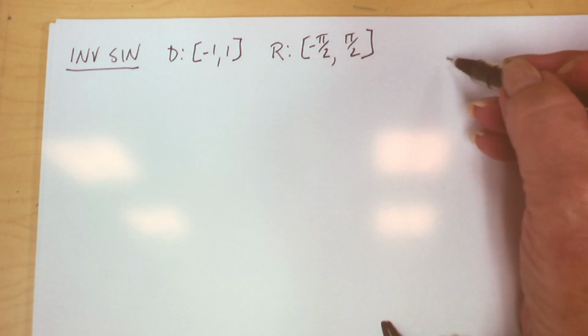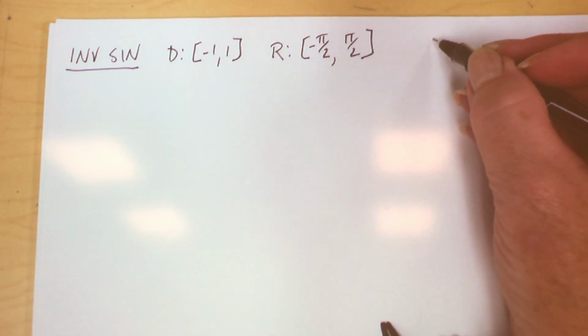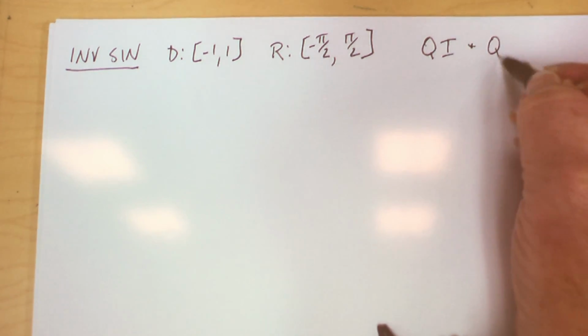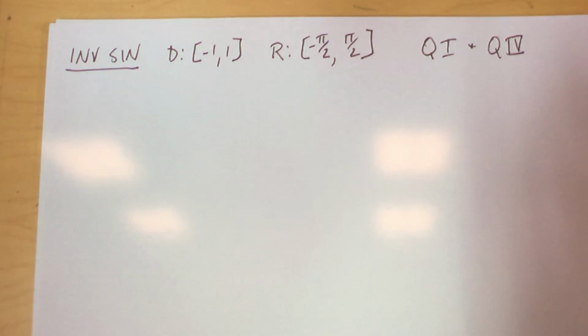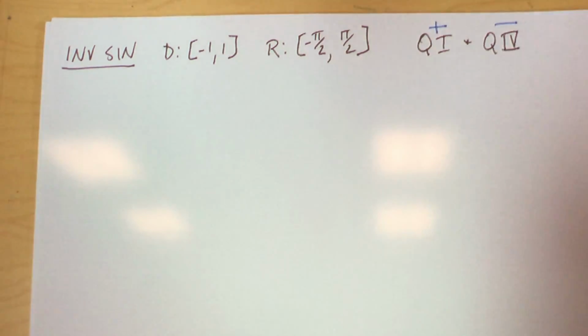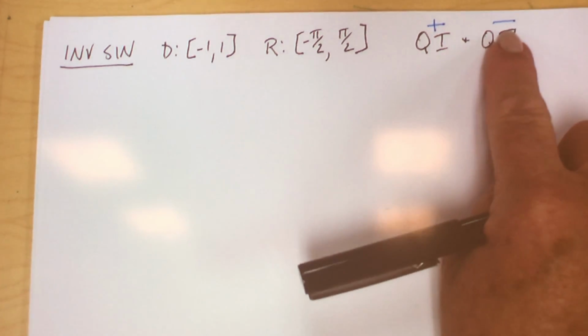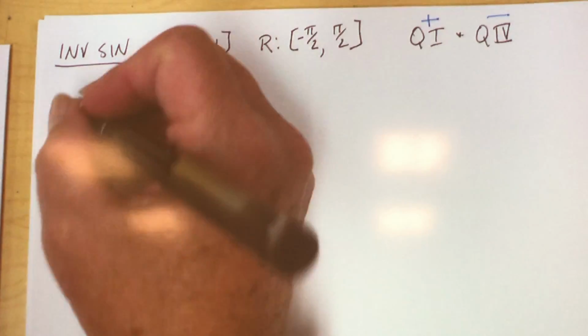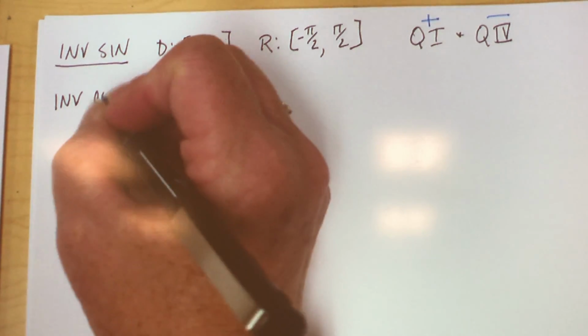All right? And he's restricted to what quadrants? Quadrants 1 and 4. He is positive where? In 1. And he's negative in 4. Okay? So what if I have a negative value? All right? Then I find the angle that gives me that value, right? And then what do I do with it? Slap a negative on it. Okay? And that's all you have to do. Very good.